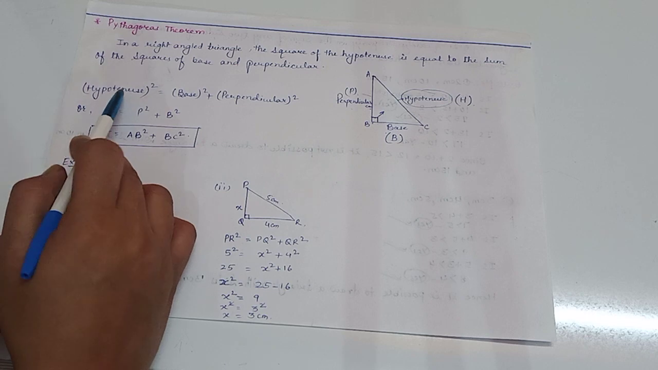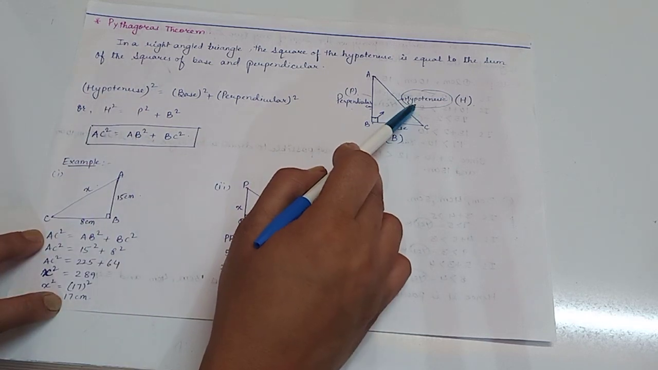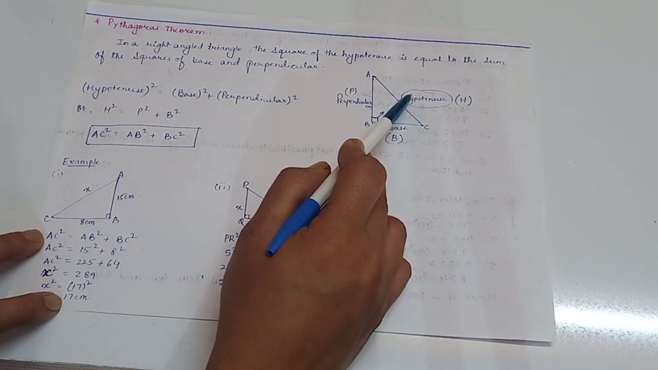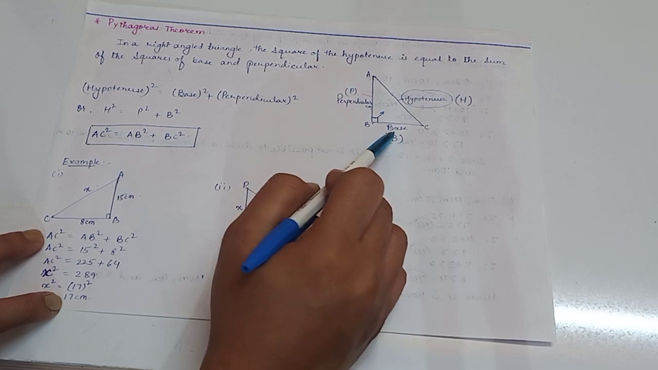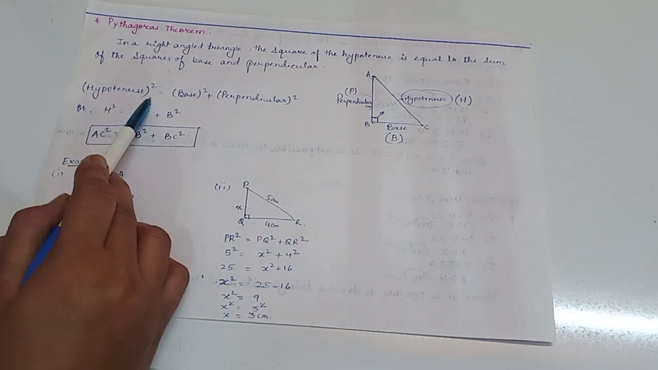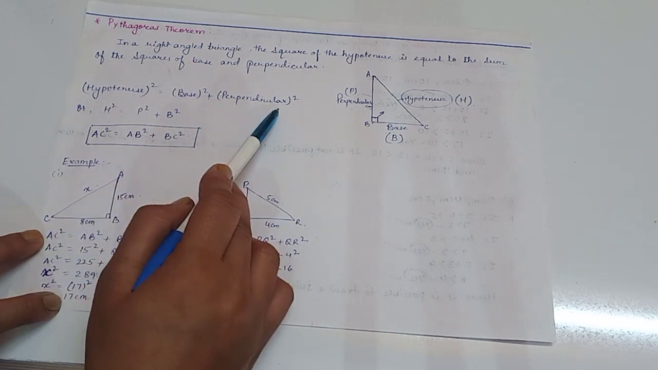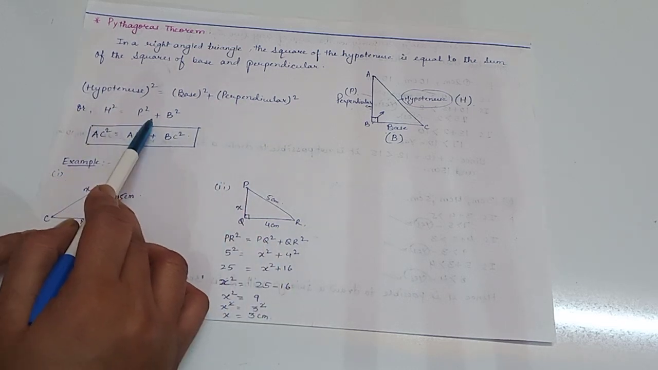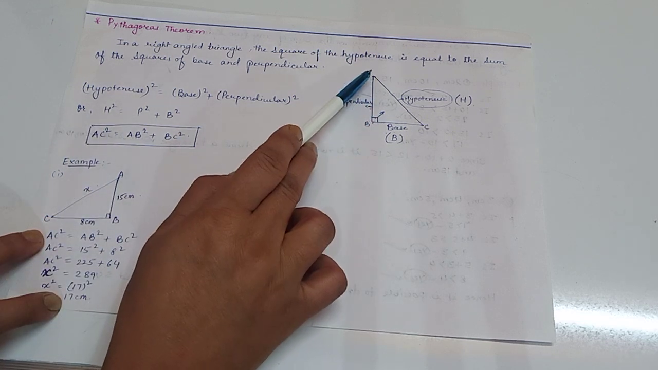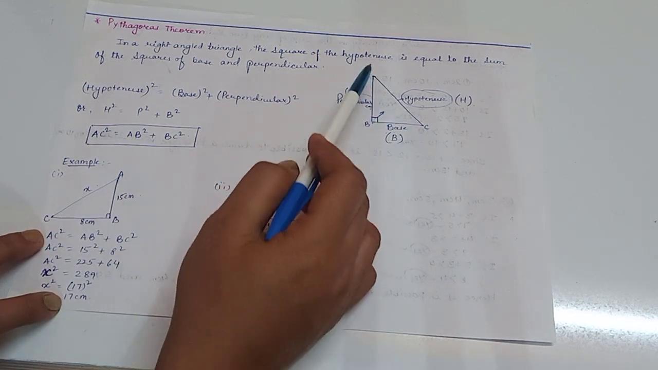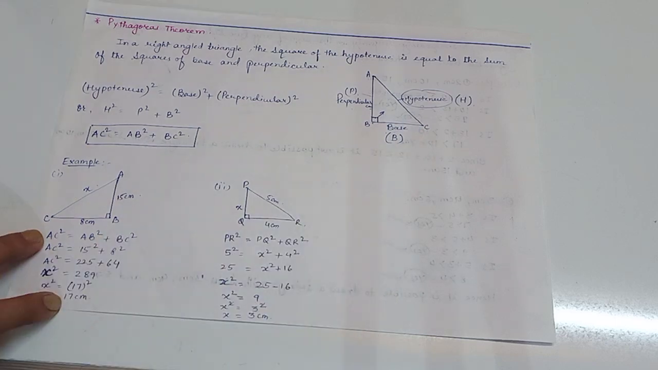Now here you can see there is a formula. In a Pythagoras theorem, there is a formula. The square of this hypotenuse should be equal to the square of perpendicular and base. So here hypotenuse square is equal to base square plus perpendicular square. So H square is equal to P square plus B square. AC square, here I have denoted like this. AC square should be equal to AB square plus BC square.